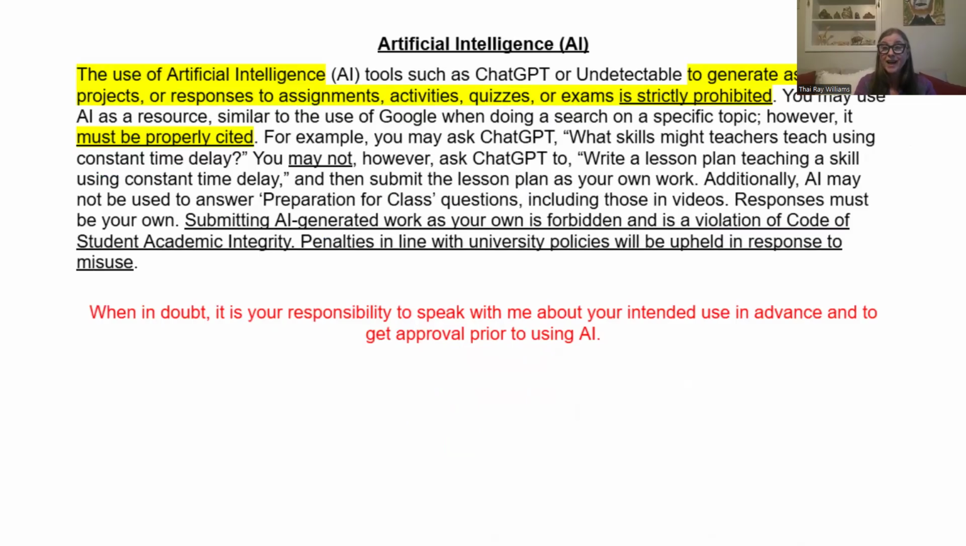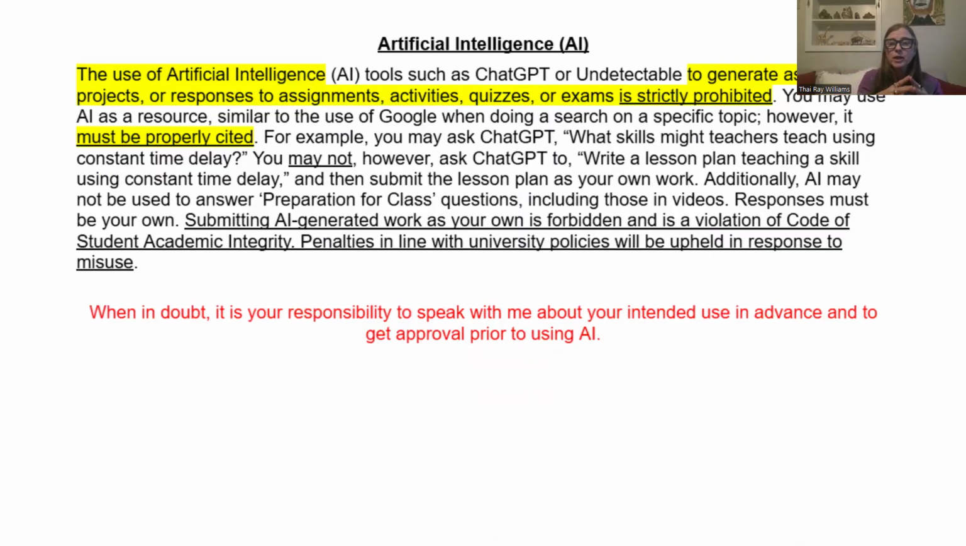When it comes to AI, this is a really hot topic right now in education. You are not allowed to use AI to generate any of your projects, any of your assignments, any of your participation activities. It is strictly prohibited for you to generate that and then use it as your own work. So please don't do that, okay?